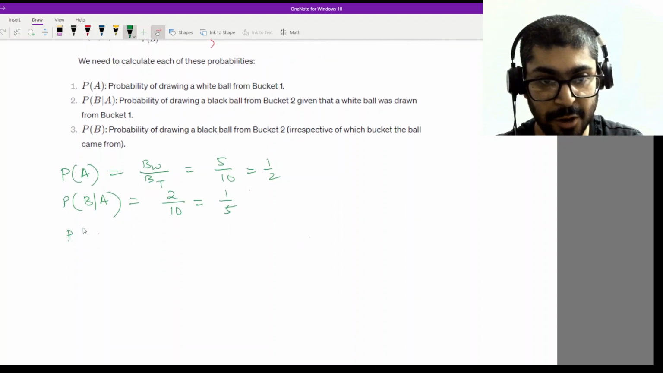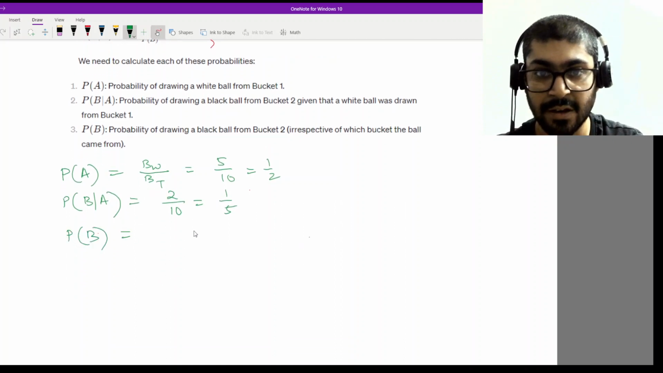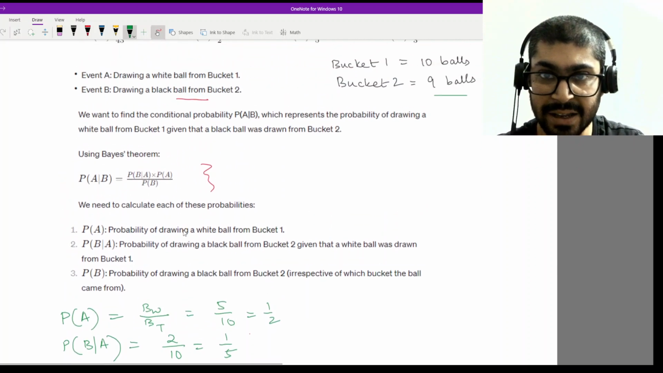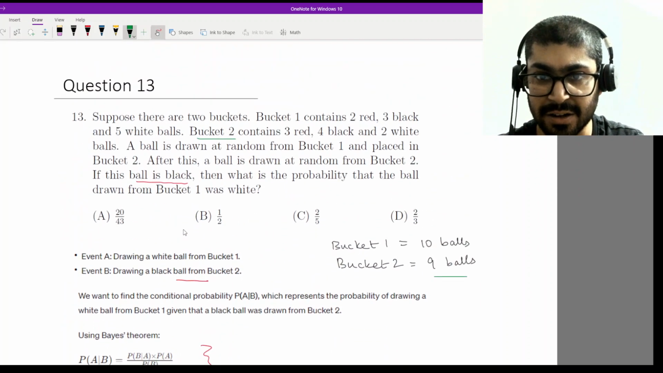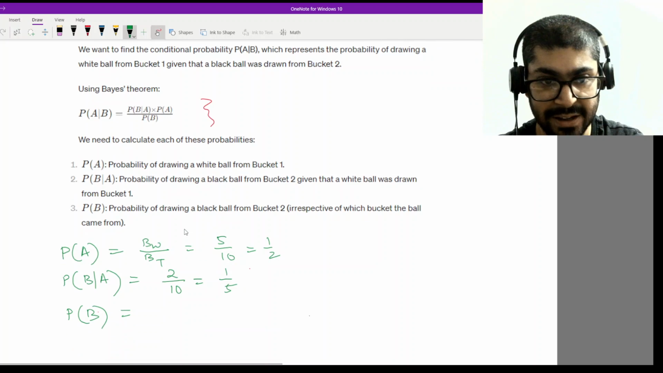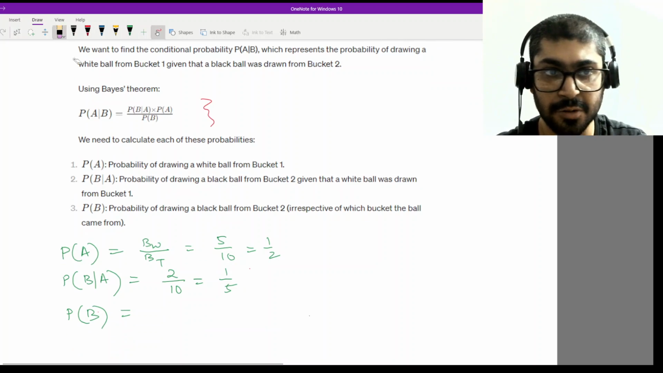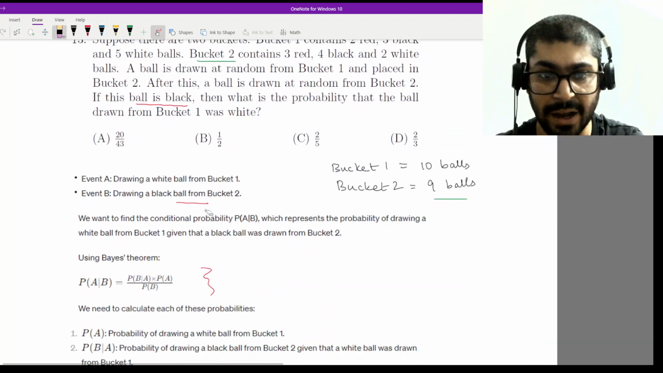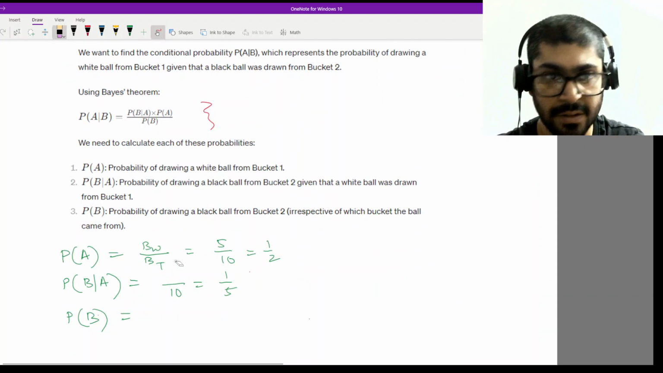Now we have to calculate probability of B. So the probability of B is basically, let me check, 3 red, 4 black and 2 white. Yeah, correct. Okay, probability of drawing a black ball, right? So how many black balls were there? 4 black balls, so it won't be 2, it will be 4. Yeah, that is why it looked a bit weird. So 4 by 10, which will be 2 by 5.